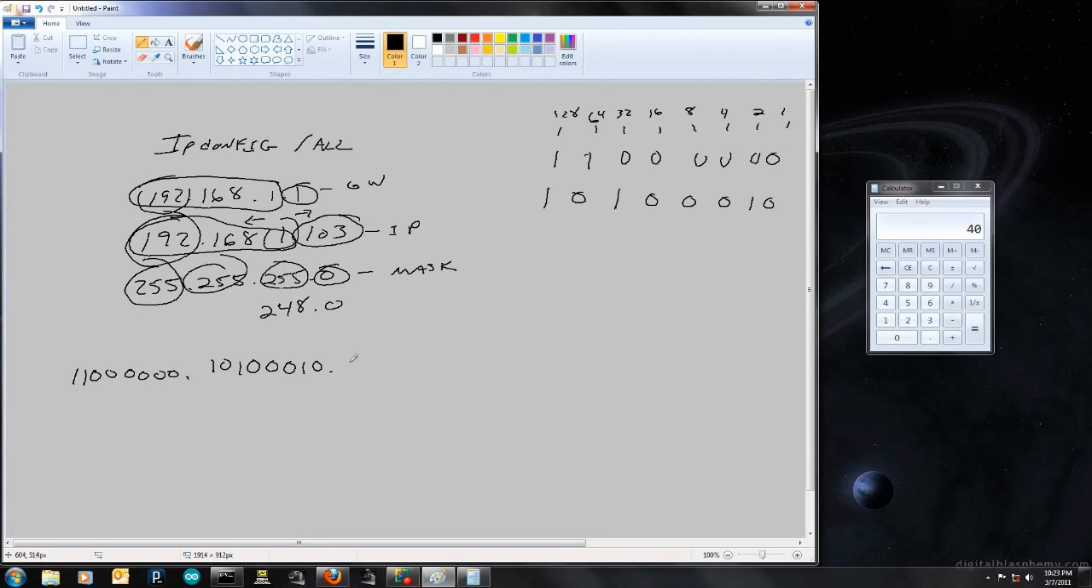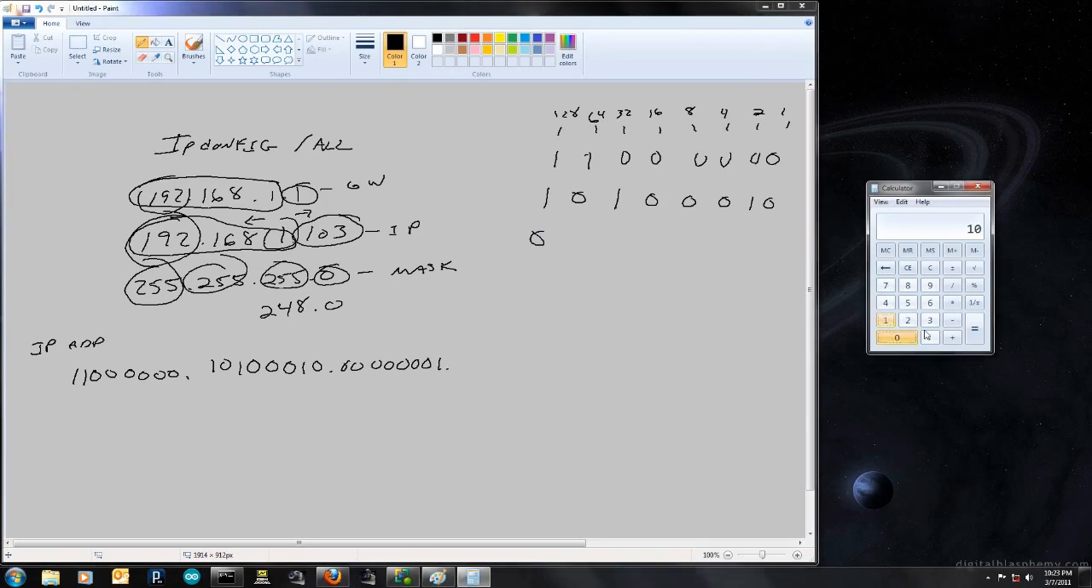And the next digit is a 1. Well, that's easy. 1, 2, 3, 4, 5, 6, 7, 8. And that's the gateway. But this is 103. We want the IP address. So the IP address is 103. So 168? No.